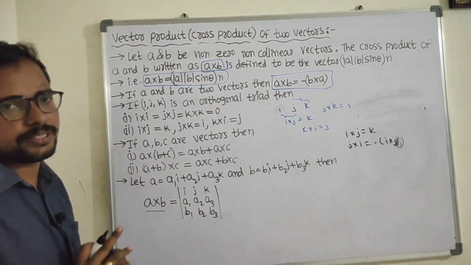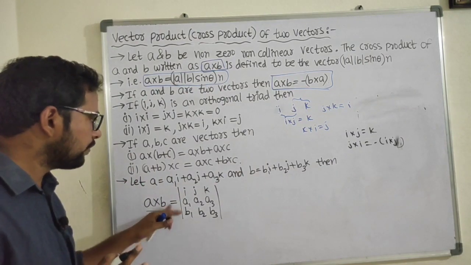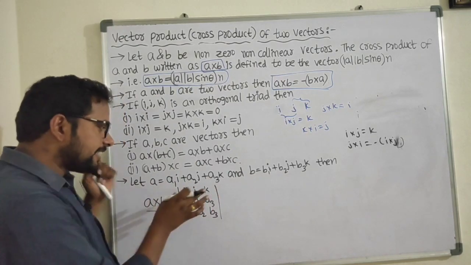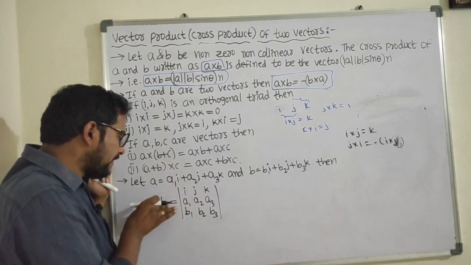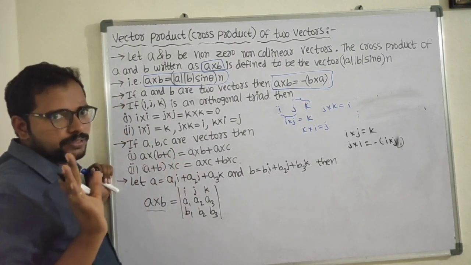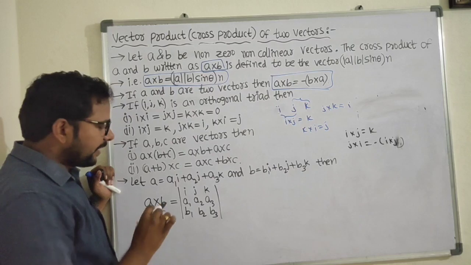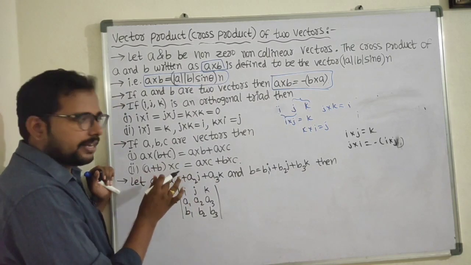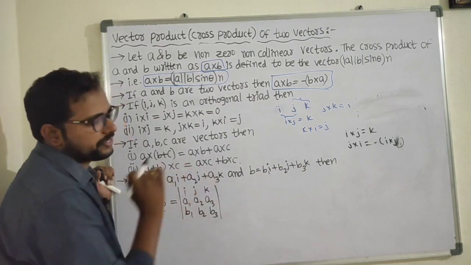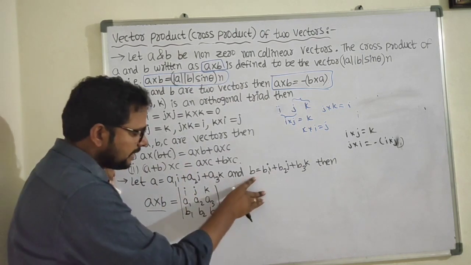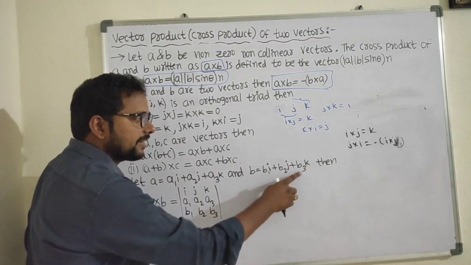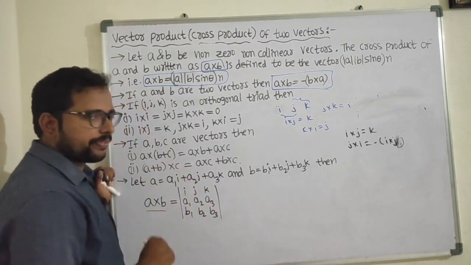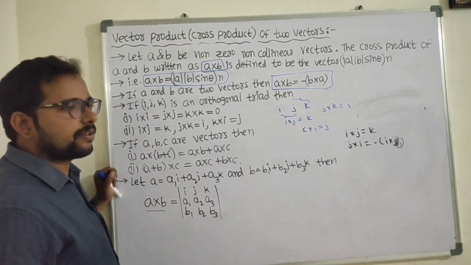Very, very important concept. A cross B is equal to the determinant of i, j, k, A1, A2, A3, B1, B2, B3. When finding A cross B, i, j, k, the unit vectors, are common, so definitely write i, j, k. Next, A1, A2, A3 are the i, j, k coefficients from the first vector. From B = B1i + B2j + B3k, the i coefficient is B1, j coefficient B2, k coefficient B3. Determinant. This is A cross B.